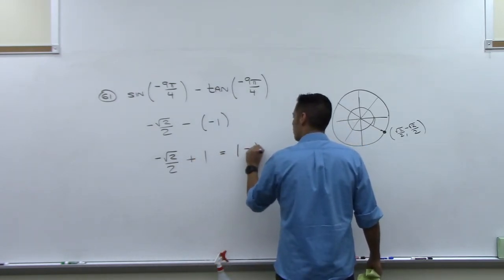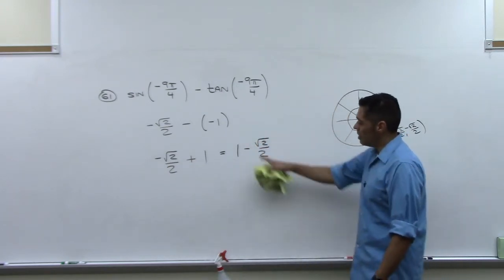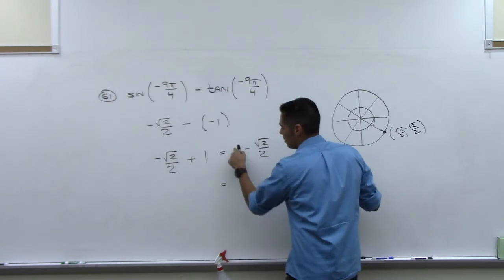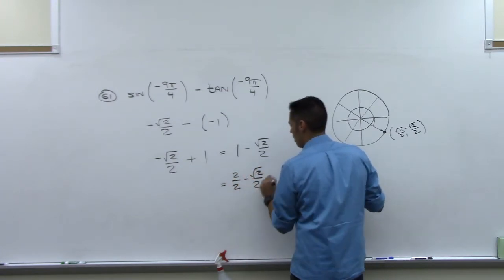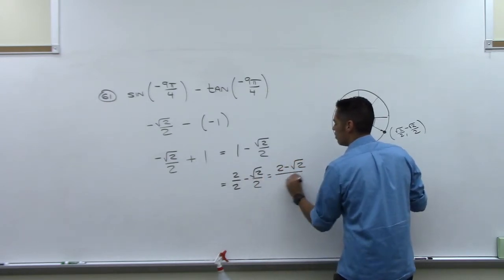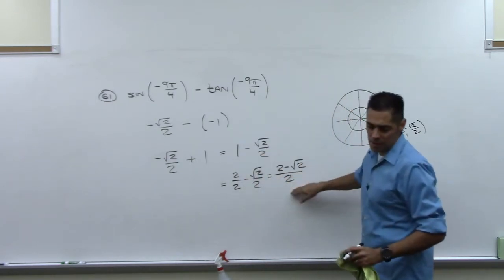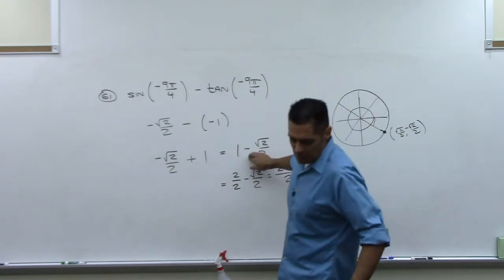I'll write it another way. 1 minus root 2 over 2. The most you could do here is get a common denominator. You could turn this into 2 over 2, minus root 2 over 2. And then if you put these two together, you get 2 minus root 2 over 2. So either this or this. Let's see what the book has. The book has this, but this is fine. It's the same answer.